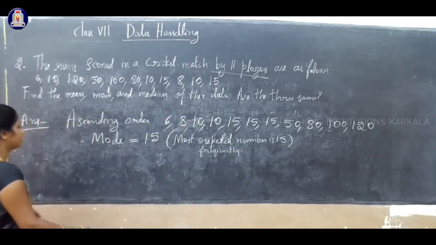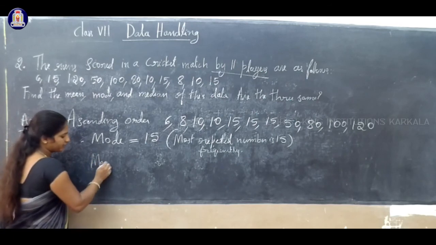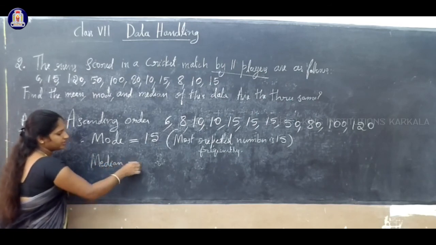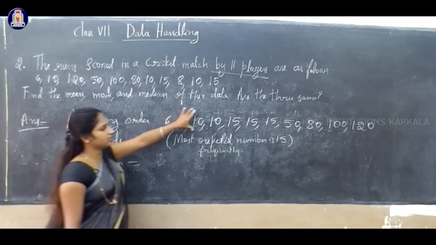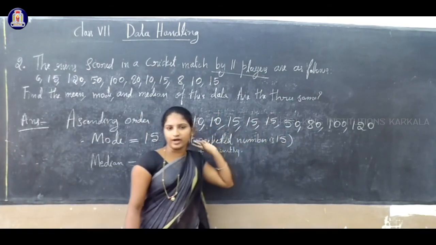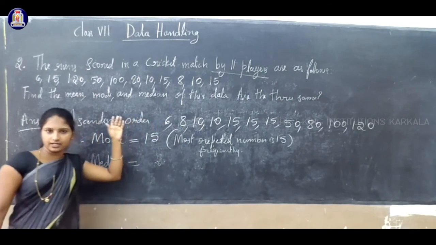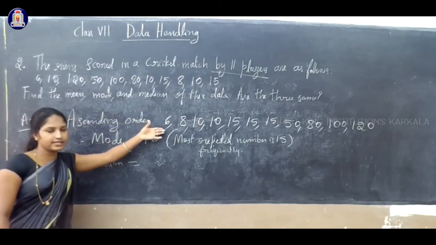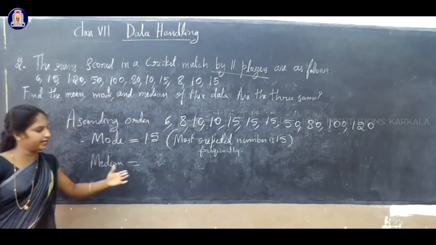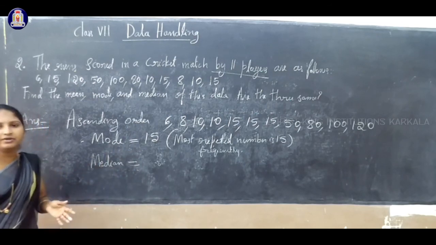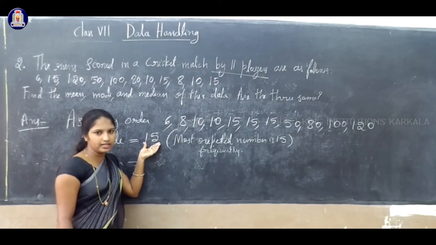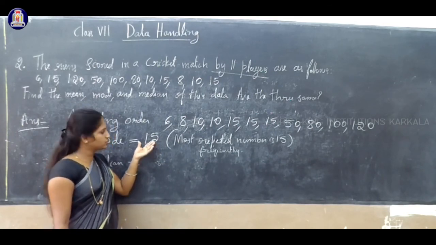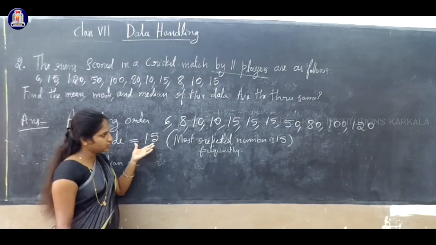Next we have to find the median. So how to find the median? What is the meaning of median? Median means the middle term. Which is the middle term in this given data? To find the middle term, first we have to write in ascending order. So we have already written in ascending order. Now easily we can find the median of this data. Clear? So the mode we know is 15, that is the most repeated. So 15 is repeated more times, right? So that is the mode.